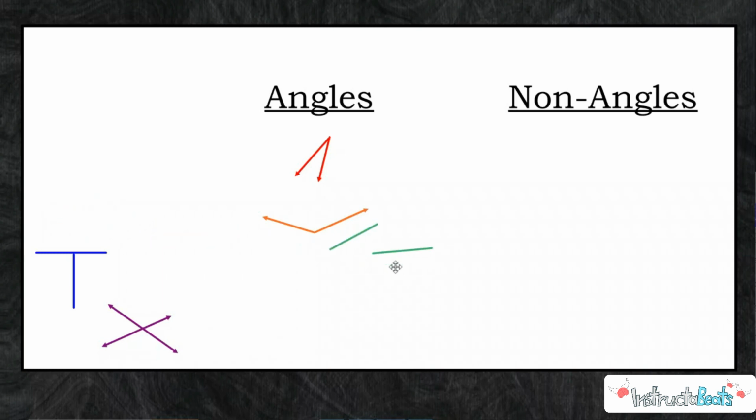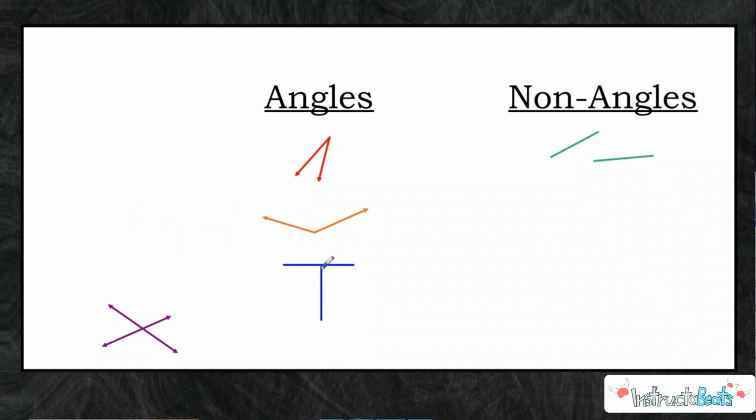Here we had two green line segments and they never touched. There's no vertex right there. Just like our Instructa story, they never fell in love and touched. So that is going to be a non-angle. Here we have the blue one. Now this one is an angle.